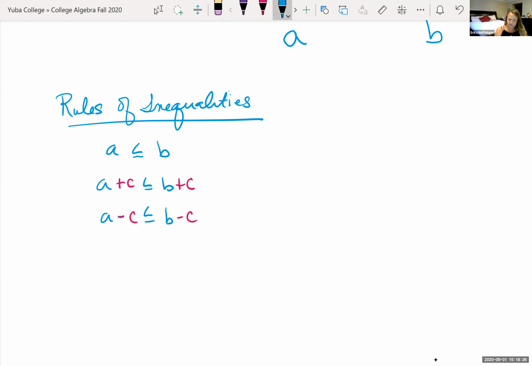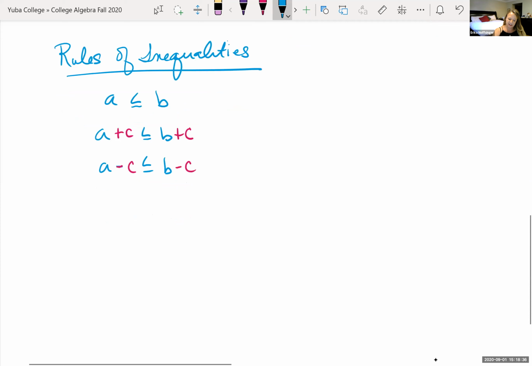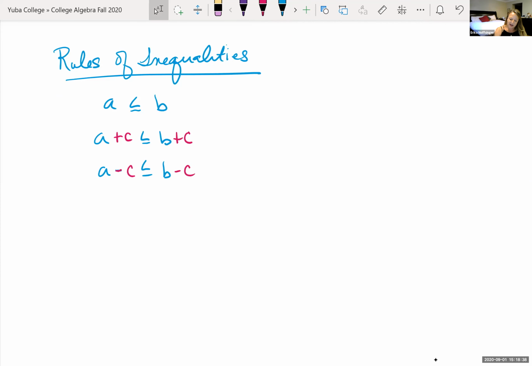The other things that we did to both sides to get the variable by itself was multiplying or dividing by a number. This is where we have to be careful. It depends on whether the value you're multiplying or dividing by is positive or negative. So let's say c is bigger than 0. Then if we have a is less than or equal to b, then a times c is less than or equal to b times c.